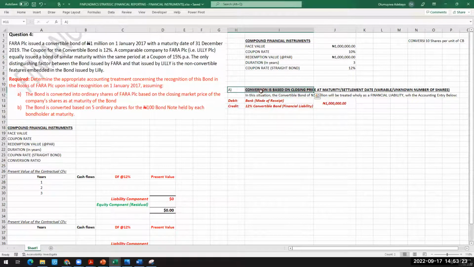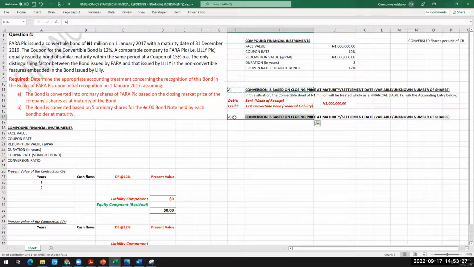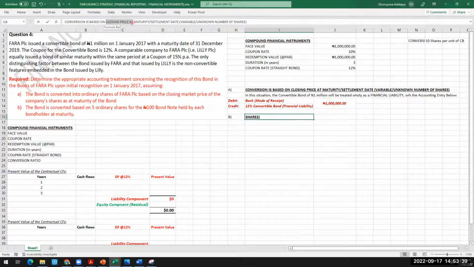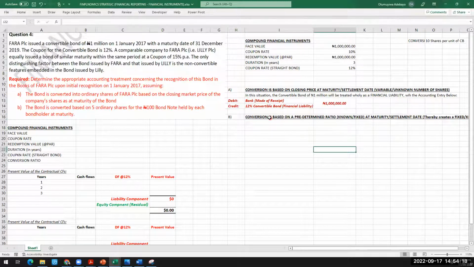Now, but what if it is B? In the case of B, conversion is based on a predetermined ratio, known and fixed at maturity date, thereby creating a fixed or known number of shares. Okay.